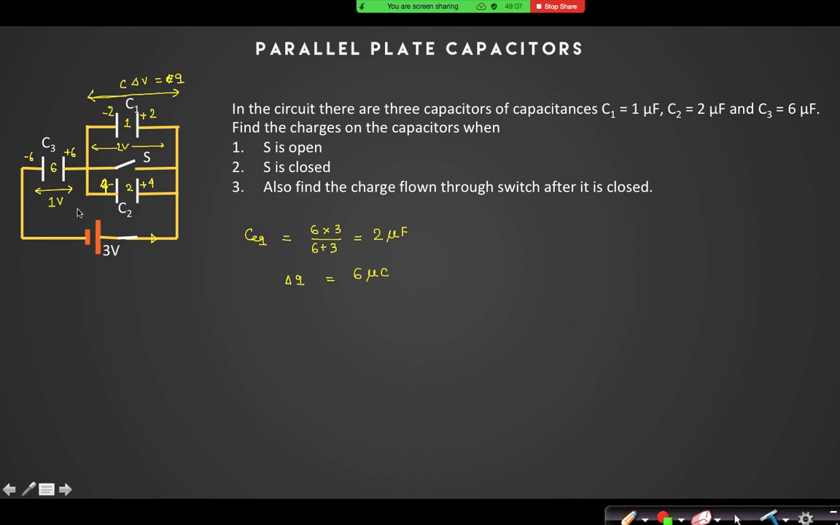I think it is clear to all of us and I am very sure you could have calculated this value also. Now, when the switch S is closed, what will happen? If I close that switch, let me redraw the circuit here. If I close that switch, then what is the potential difference across C1 and C2?